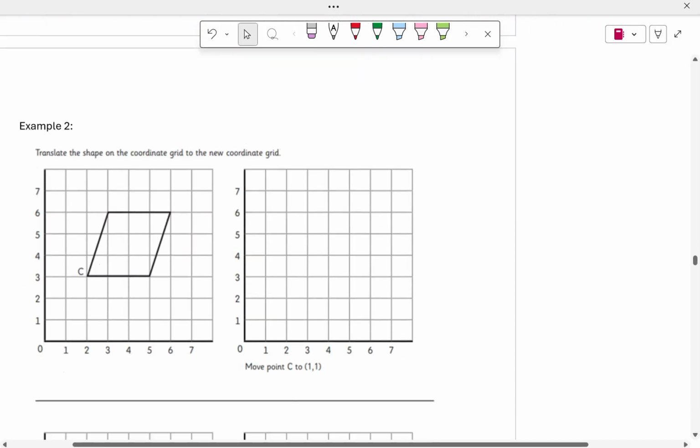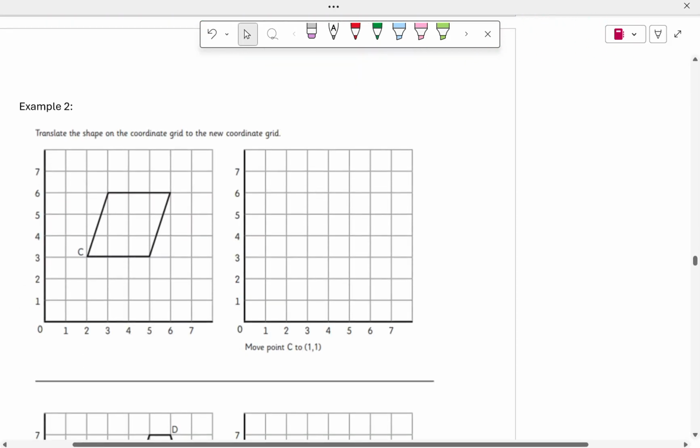Moving on now, we want to be able to translate shapes on a graph, translating the shape on the coordinate grid and giving a new coordinate. We want to move point C to (1, 1). Here is my point C. I want to move it across to the location (1, 1), which represents the x and y coordinate there. So I've got my new point C, which is located here.